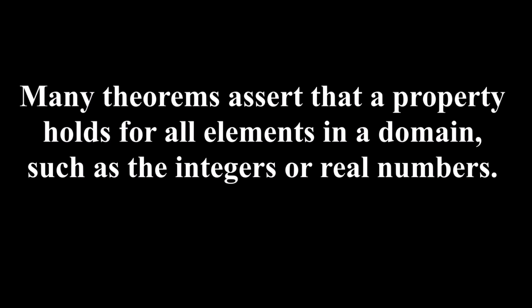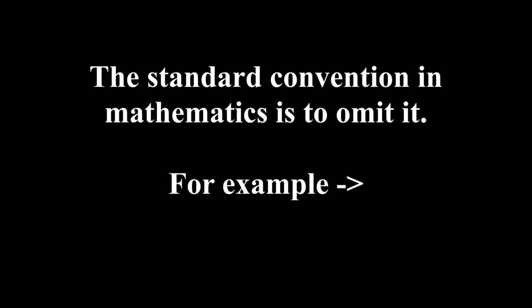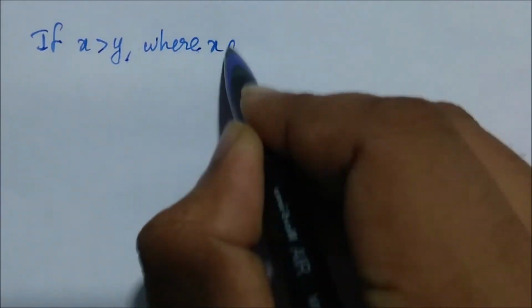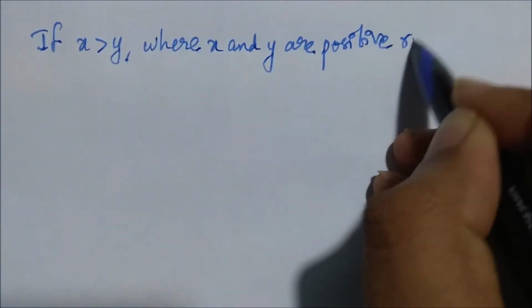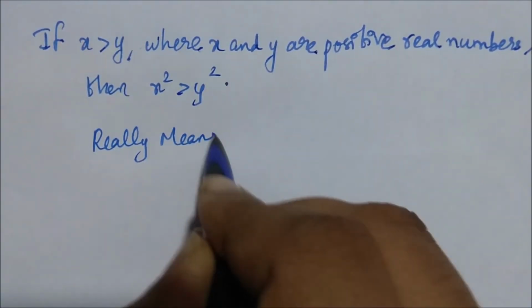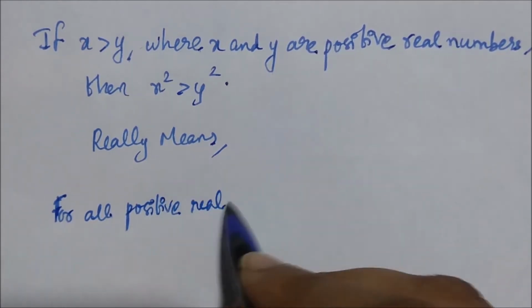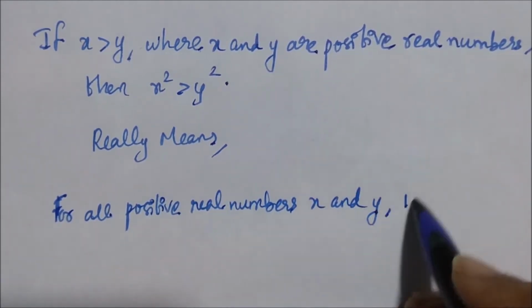Many theorems assert that a property holds for all elements in a domain, such as the integers or the real numbers. Although the precise statement of such theorems needs to include a universal quantifier, the standard convention in mathematics is to omit it. For example, consider the statement: if x greater than y, where x and y are positive real numbers, then x square greater than y square, which really means to say that for all positive real numbers x and y, if x greater than y, then x square greater than y square.